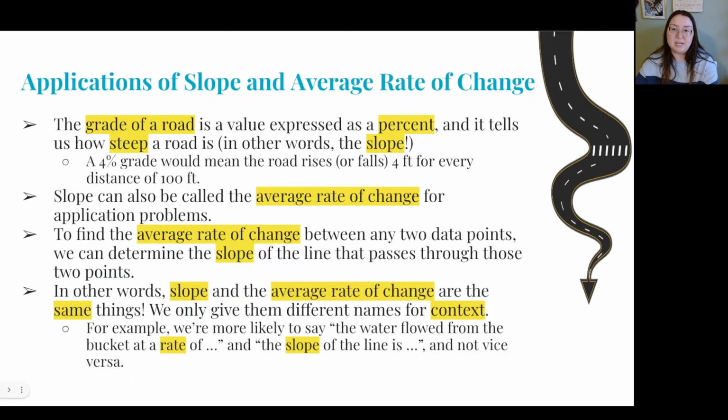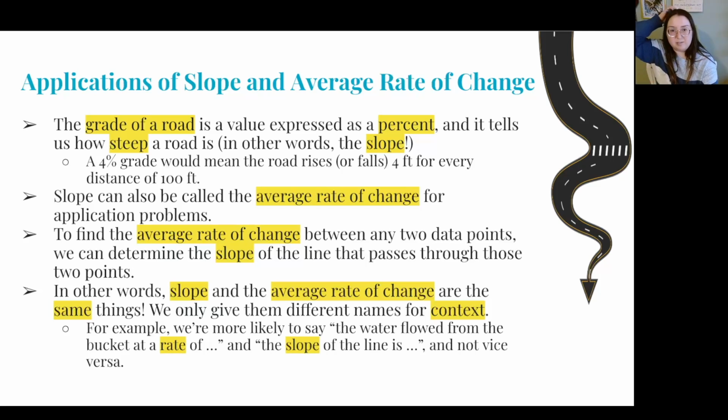So then we have applications of slope and average rate of change. The grade of a road is a value that's expressed as a percentage, and it tells us how steep a road is, or in other words, the slope. So that's a real example of slope. Something like a 4% grade would mean that the road rises or falls 4 feet for every distance of 100 feet. So 4% is the same in decimal as 0.04, and that 4% we have as 4 divided by 100. So it means that it's going up or down 4 feet for every distance of 100 feet.